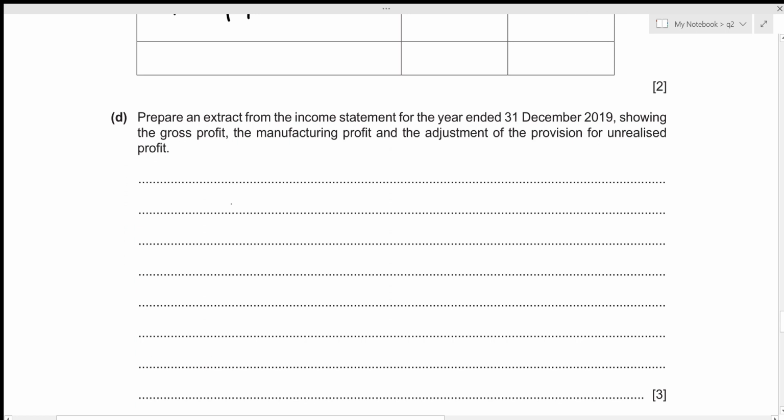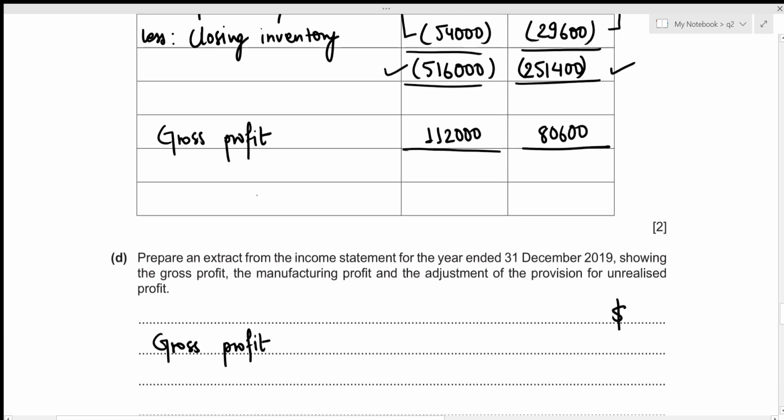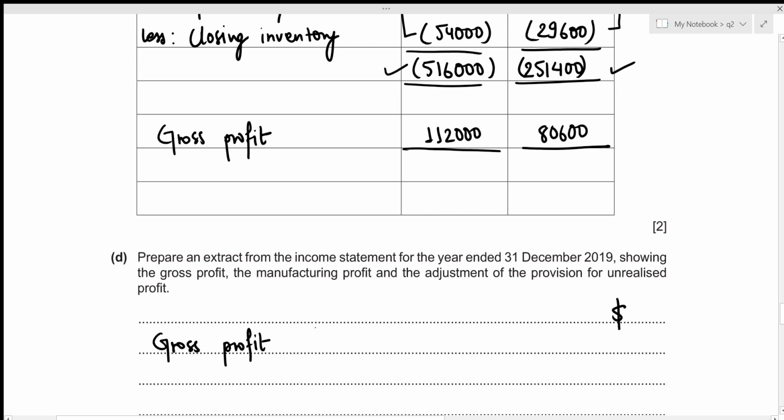We need to prepare an extract from the income statement for the year ended 31st December 2019, showing the gross profit, the manufacturing profit, and the adjustment of the provision for unrealized profit. Okay, so we will start with our gross profit. We have our gross profit right above, so we actually need to add the gross profit from watches and clocks. So that's 112,000 plus 80,600. This gives the total gross profit to be 192,600.